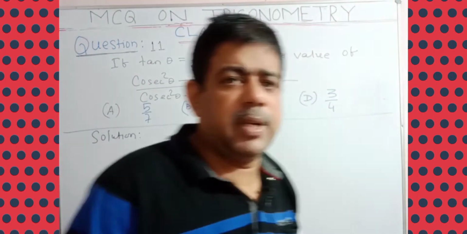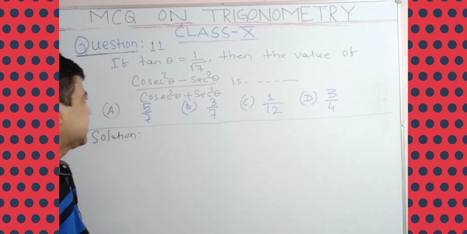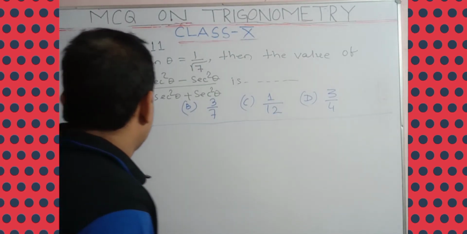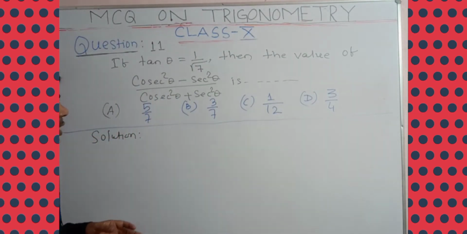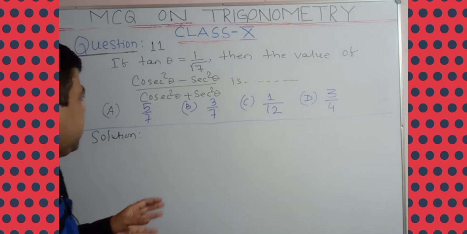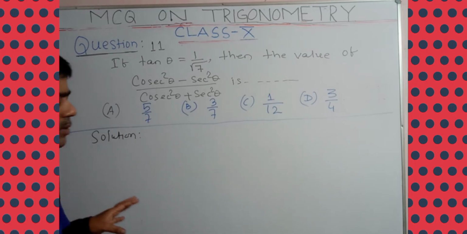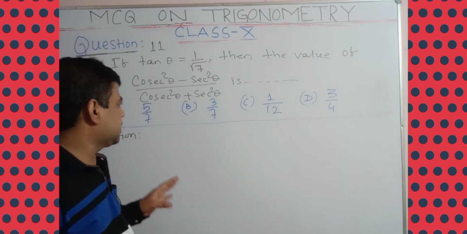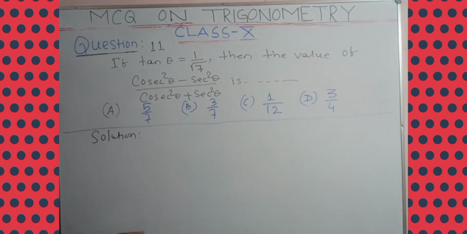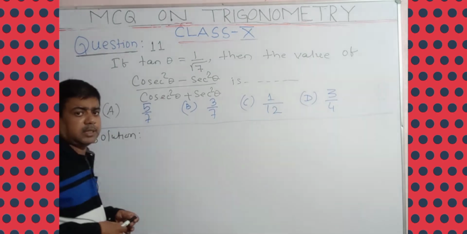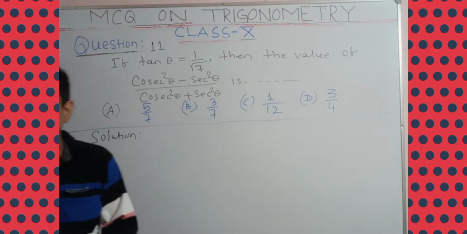So question number 11 we are going to discuss here. If tan theta is equal to 1 upon root 7, then find the value of cosec square theta minus sec square theta whole divided by cosec square theta plus sec square theta. Option A is 5 upon 7, option B is 3 upon 7, option C is 1 upon 12, and option D is 3 by 4. Understand? Is it clear?